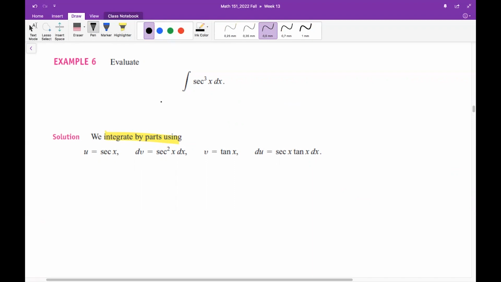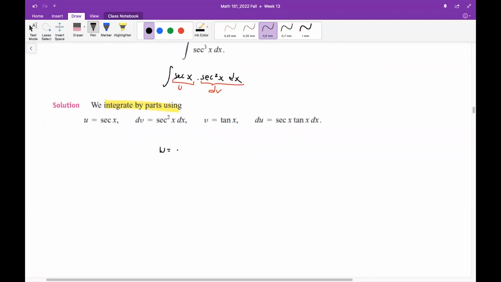So we write this integral as this one, secant x times secant square x dx. So we want to use integration by parts. We choose this part as u and we choose the whole remaining part as dv. Okay, how integration by parts works. Once you choose your u and dv, you need to solve for du and v. From u to du, you will pass by taking derivative, and from dv to v, you can pass by taking integral. Okay, u is secant x.